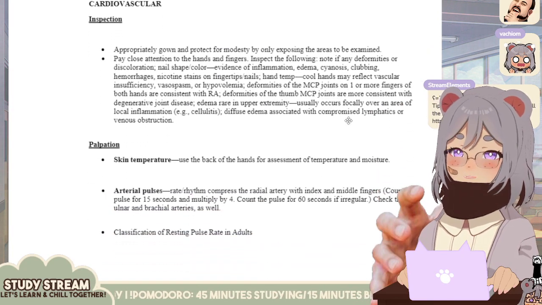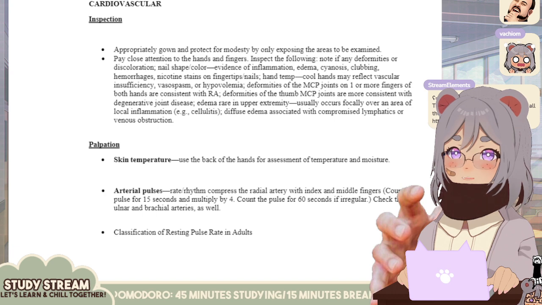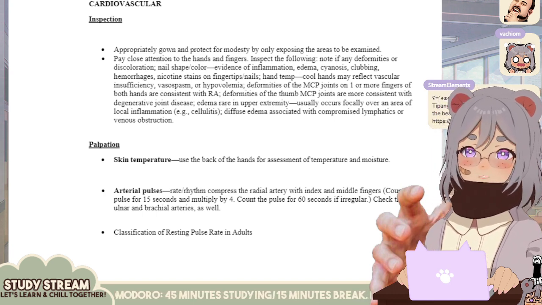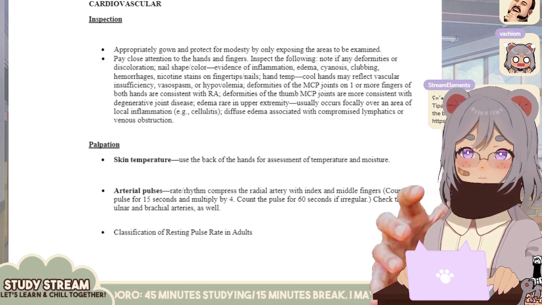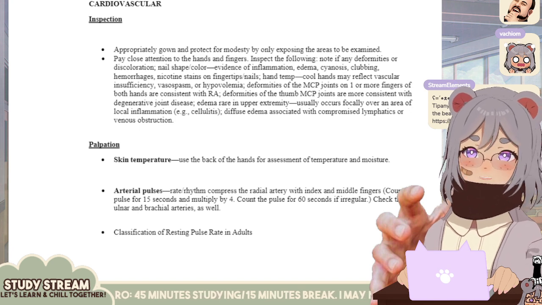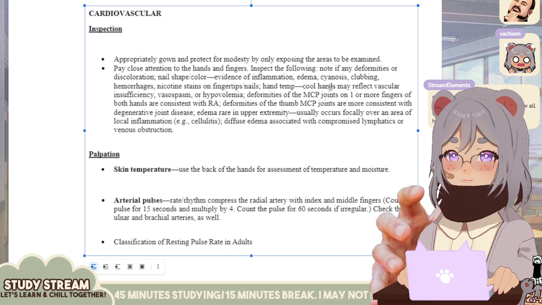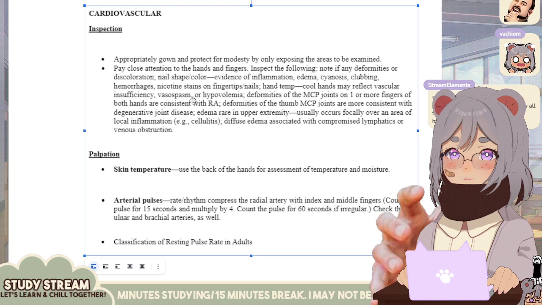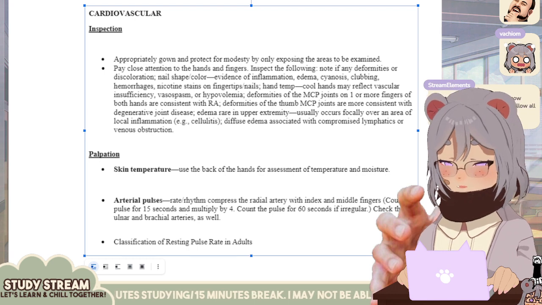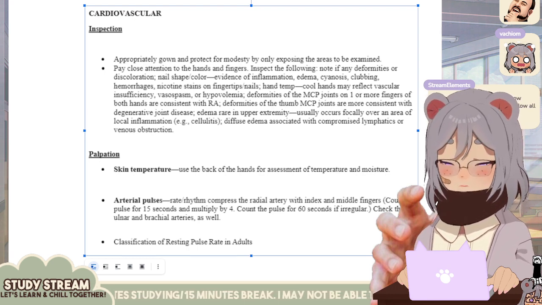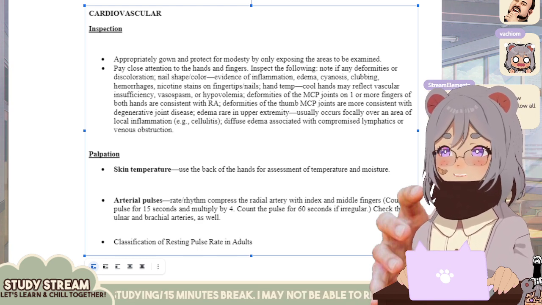There are different ways to assess the cardiovascular system. We can do an inspection, where we gown and protect modesty of exposed areas, and look for any discoloration or change in shape of the nails. We'll talk about clubbing in a bit. Evidence of inflammation, edema, so swelling. Maybe they're dealing with cyanosis, where the skin is turning blue, and nicotine stains on the fingertips. It goes more into the integumentary system. Just look and ask, is there anything wrong? Oh wow, that looks a little bit swollen.